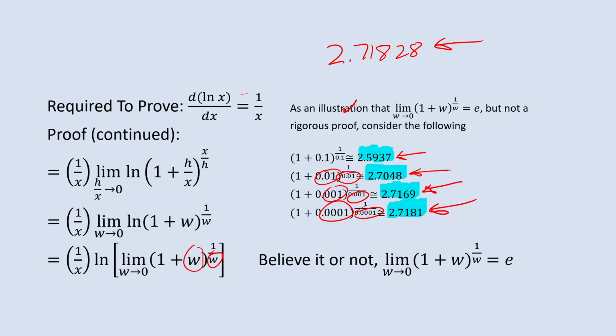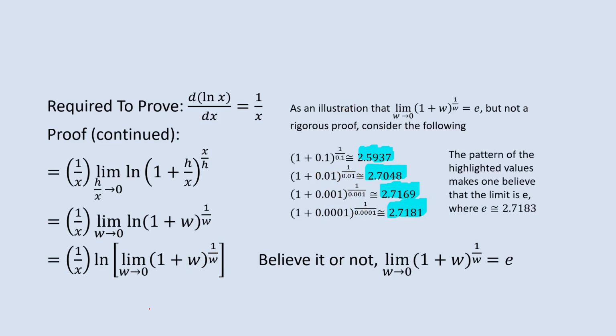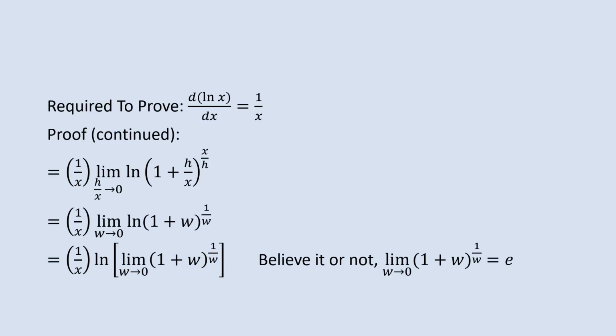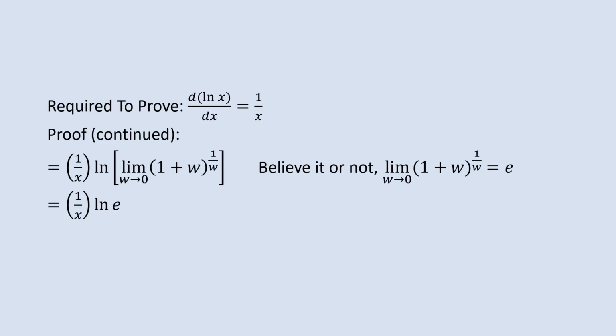So at this point, you're probably willing to take my word for it. So what we're really saying at the bottom is that we've got 1 over x times the natural logarithm of this quantity, which is e. Okay, and so there we go. This is what we've got as our expression. And you might remember the natural logarithm of e is simply 1.